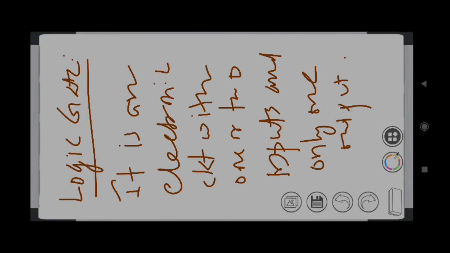We use these logic gates as fundamental blocks to build big digital electronic circuits. Why are these electronic circuits called logic gates? Because these electronic circuits take decisions based on some logic. That logic is particularly Boolean logic. These gates function according to the laws of Boolean algebra.